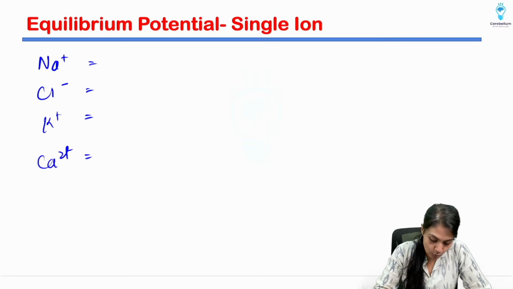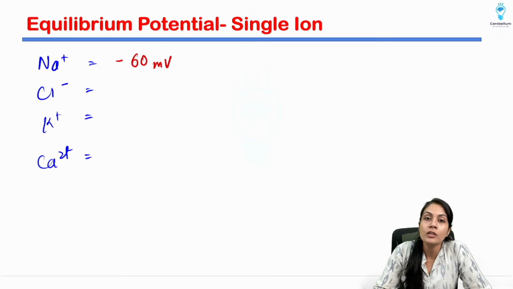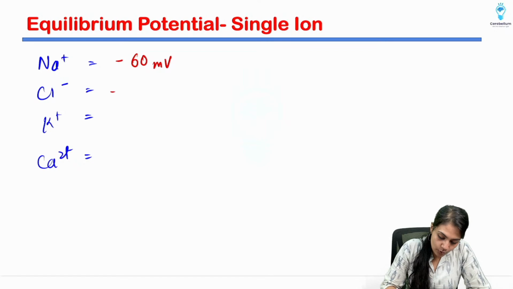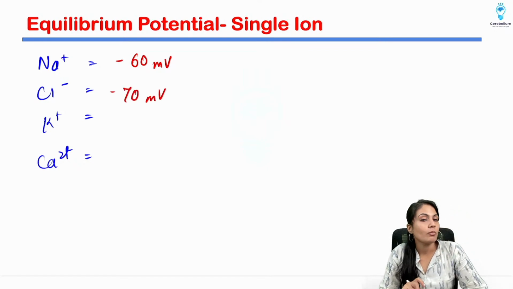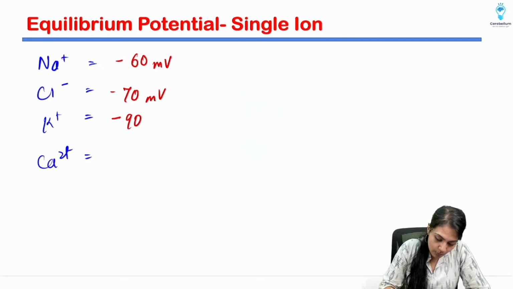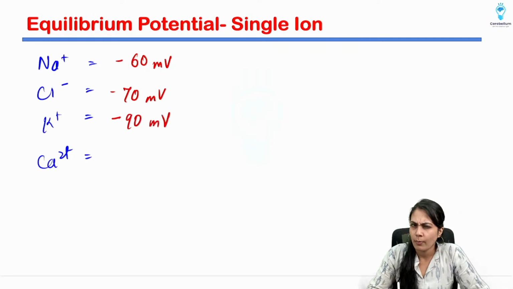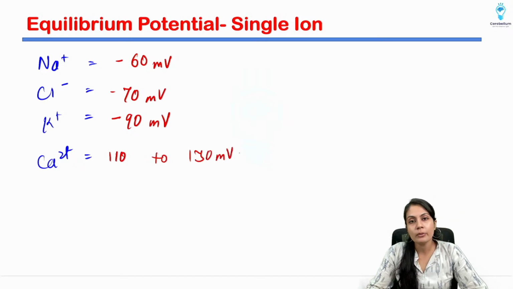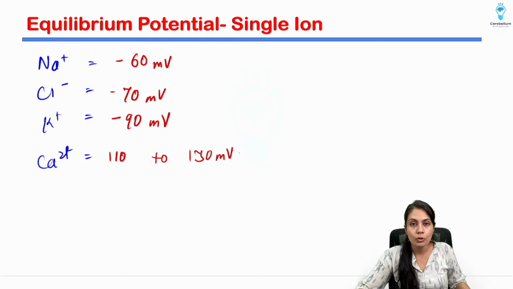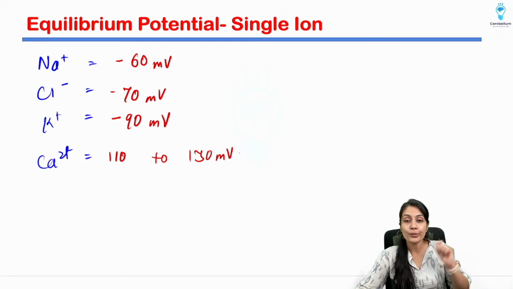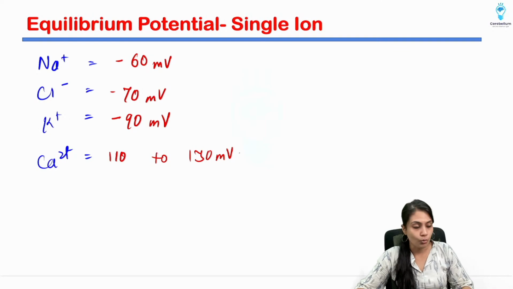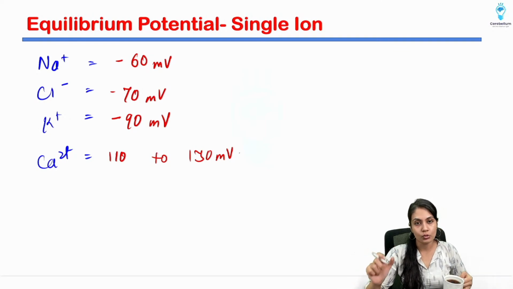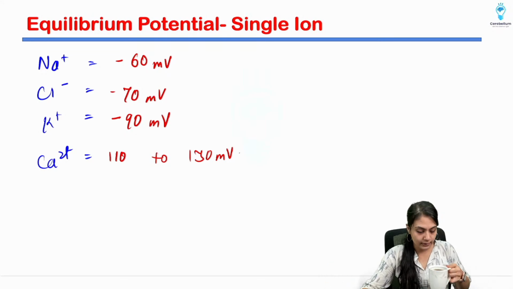First of all, for sodium, it is going to be around minus 60 millivolt. All of these potentials are in millivolts. Chloride is going to be minus 70 millivolt. The potassium equilibrium potential is going to be minus 90 millivolt. Calcium is in the range of 110 to 130 millivolt. Remember, there is a wide range given in different books. In some books it is written as 100 to 130 also, which is not wrong and is also correct. But if I have to choose, I'm going to go more towards 130.